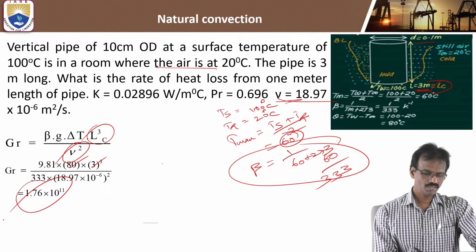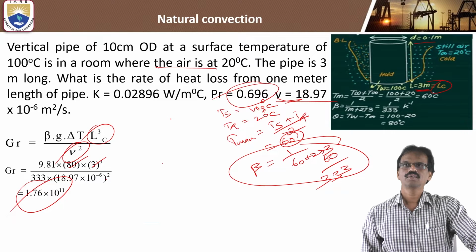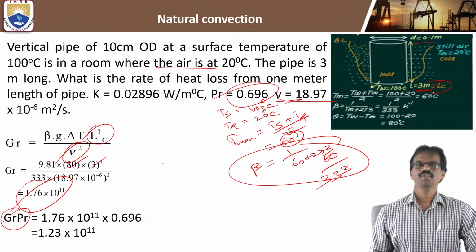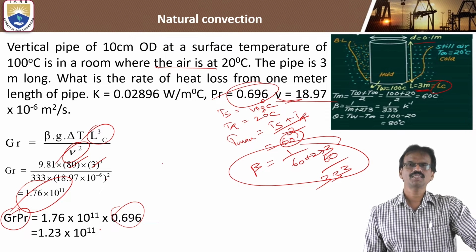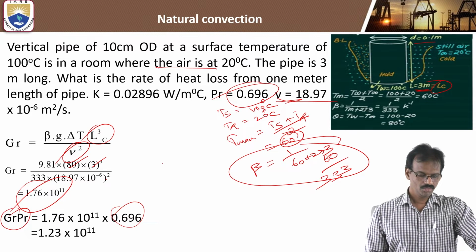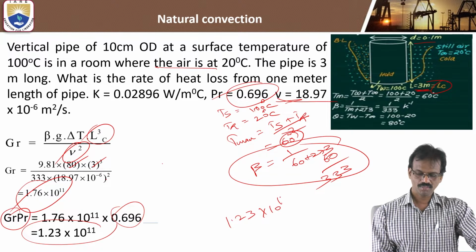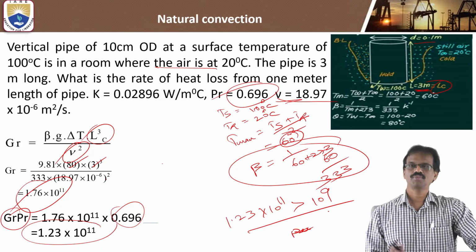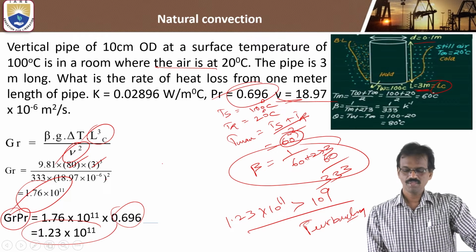If you compare this, you know that the Prandtl number value is equal to 0.96696. Then the product GrPr is equal to 1.76 into 10 to the power of 11 into 0.96696. The final value is 1.23 into 10 to the power of 11, which is greater than 10 to the power of 9. So it is a turbulent flow, not laminar flow. The flow is turbulent.